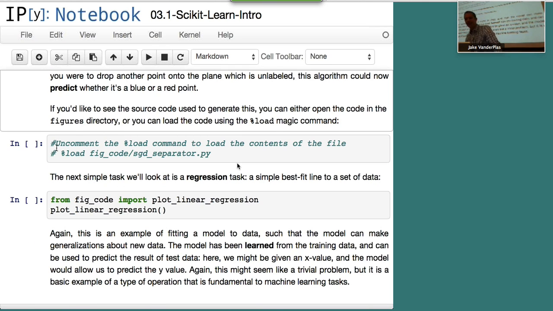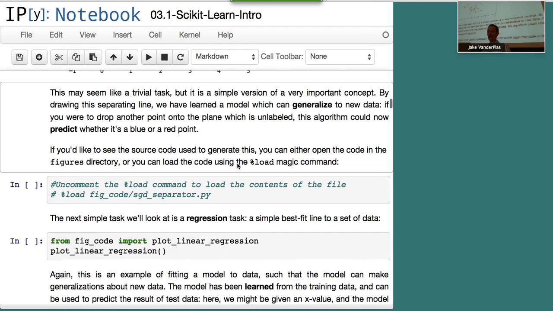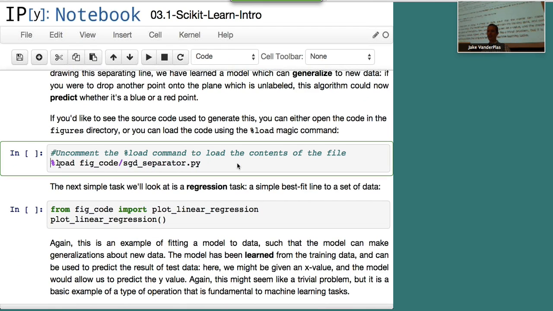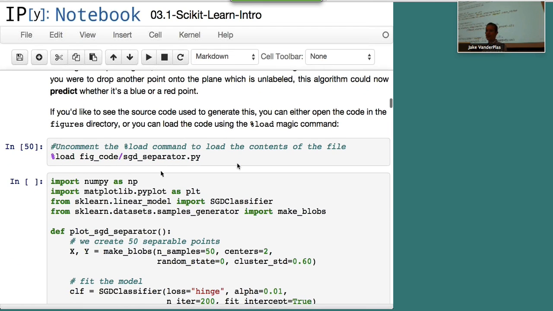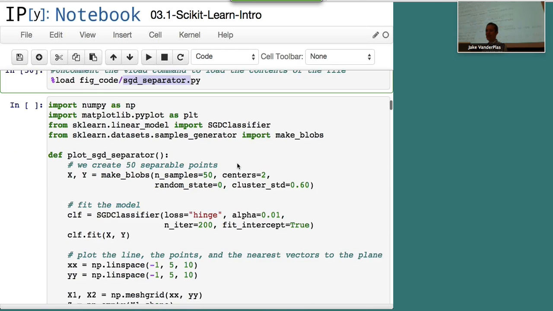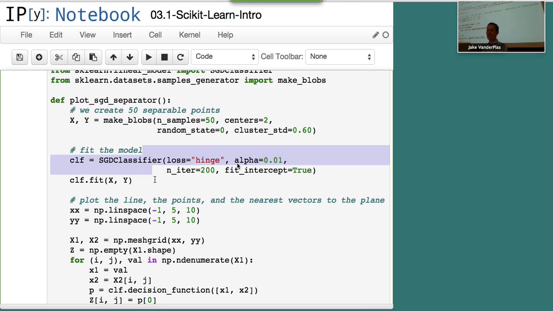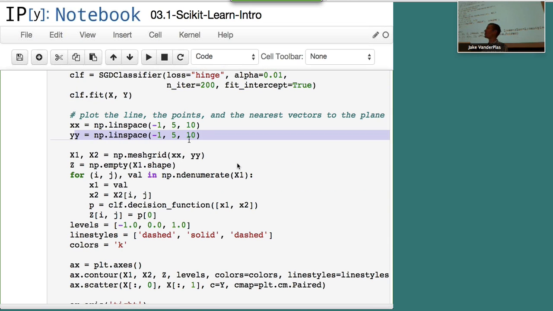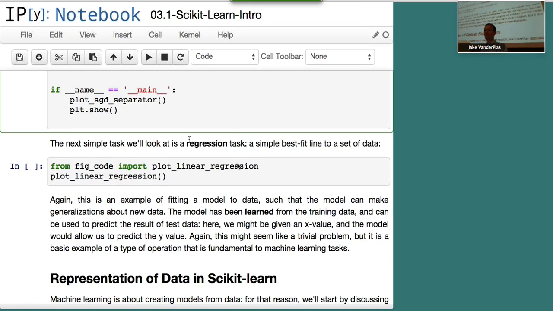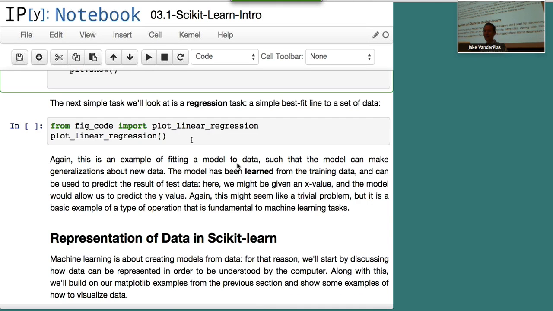Just in case you wanted to see that, I'm not just drawing something here, I'm actually doing an algorithm. You can load this code here. This is the function that I ran. And you can look through here, and I'm actually creating data and doing a classification and then plotting the results. So it's a real result that you can look at if you like.